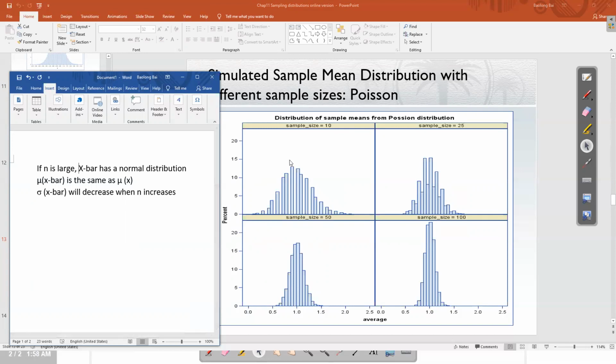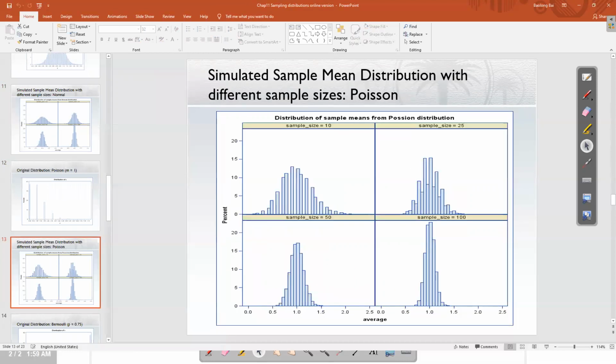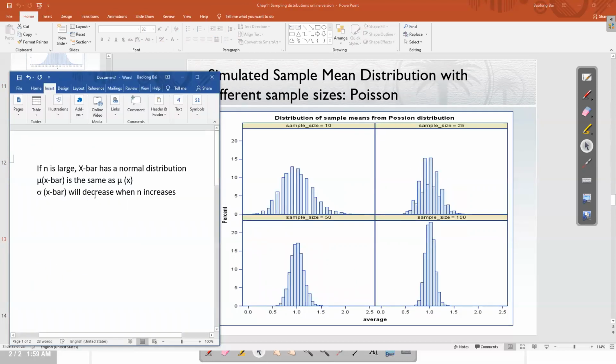Then what about the population mean of X bar? You can see the center always pointing to 1, right? And that's the original population mean as well. So population mean of X bar is the same as population mean of X.